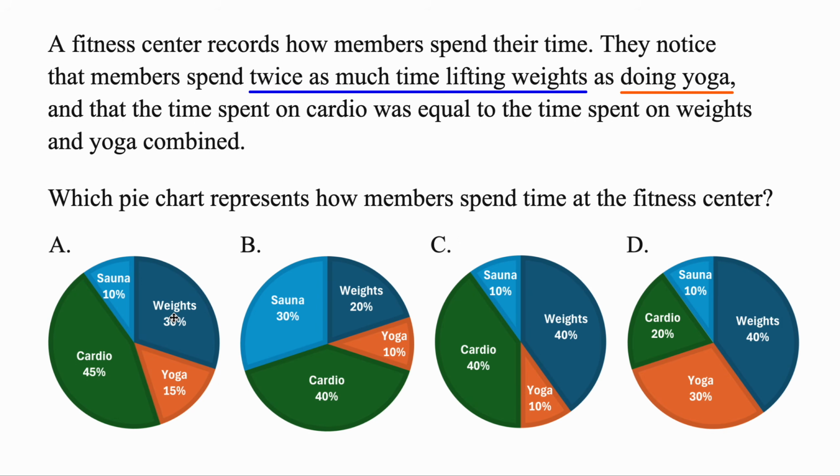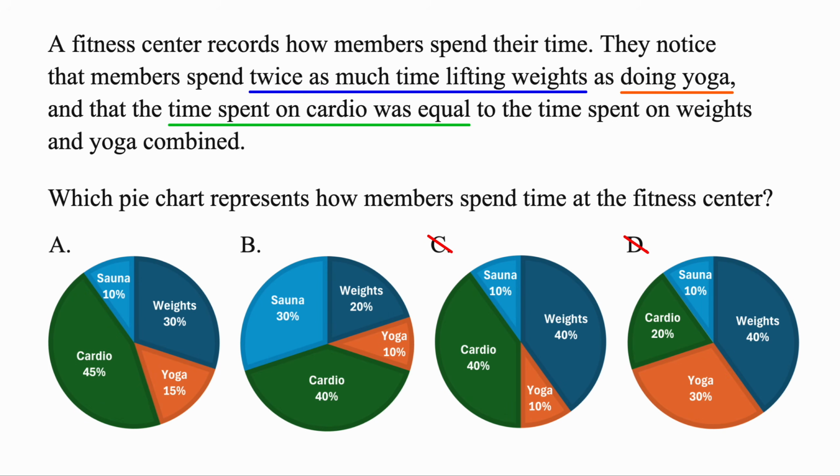For the first one, that actually does work because weights are 30%, yoga is 15%. Multiplying that by 2, we get 30. The second one, weights are also twice as much time as yoga. Yoga times 2 gives us that, so that's good there. The third one, weights are not twice as much. They're 4 times as much here. So see, that's out. And then the last one, weights are again not twice as much as yoga, so the last one's out as well.